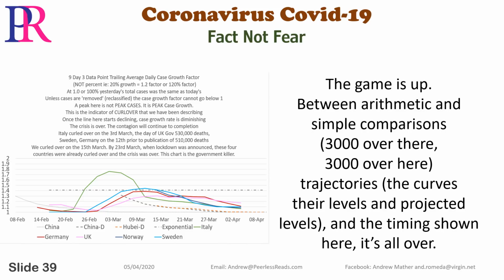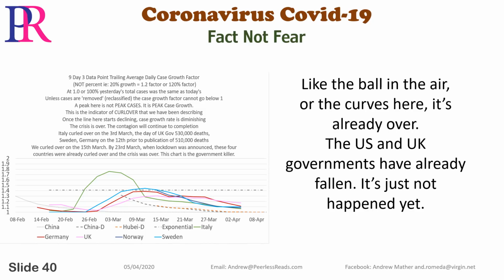The game is up. Between arithmetic and simple comparisons, 3,000 over there in Hubei, 3,000 over here in Britain, trajectories, the curves, their levels and projected levels, and the timing shown here, it's all over. Like the ball in the air or the curves here, it's already over. The US and UK governments have already fallen. It's just not happened yet.